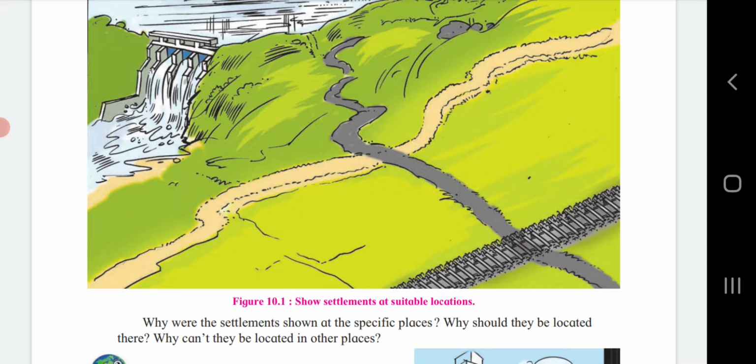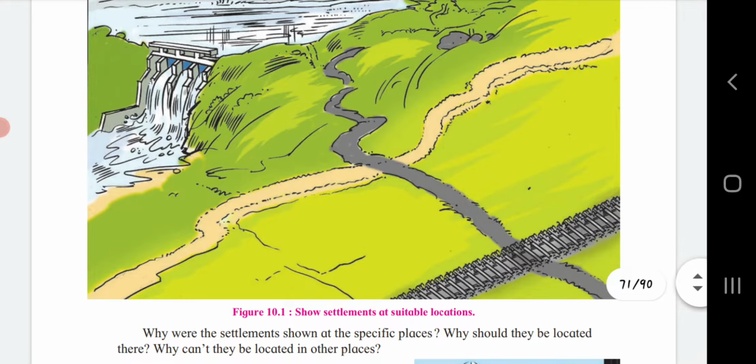So what can be the answer for this question? If you see, the settlements are shown at the marked places. As I told you, at the 4 places, the first settlement A can be located near the lake. The water from the lake makes the nearby land suitable for cultivation of crops and hence for human settlement. Near the dam, we can have the settlement. Another settlement B can be located on the plains near the road. Water from the lake makes the land suitable for agriculture also. The road makes transport accessible. Hence this place is suitable for human settlement.